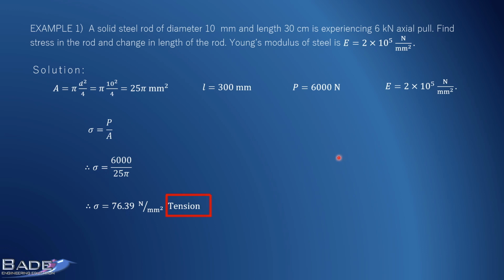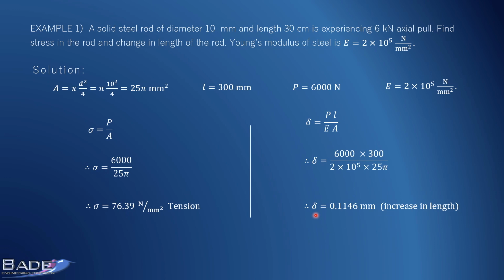Okay, now to find change in length of the bar, delta, that is change in length, PL by EA. P is the load, L is length of the bar, Young's modulus, and cross-sectional area. Let's put all these values. But one more thing, you may use this formula. I'll prefer this formula. You will understand why as you go on studying all these problems. So delta is 6000 into 300. What is that? Load into length of the bar, Young's modulus, and cross-sectional area. Just we have substituted the values and we got deformation.